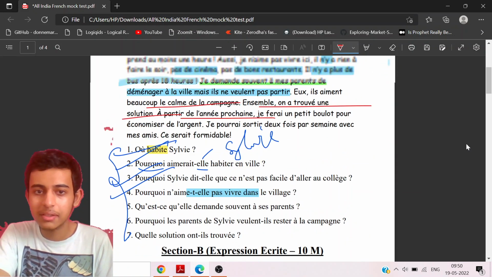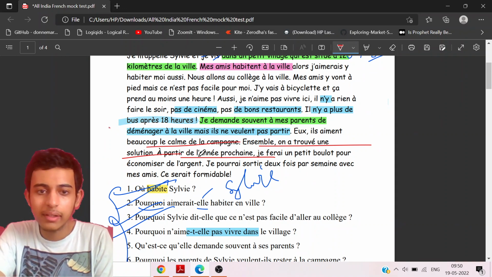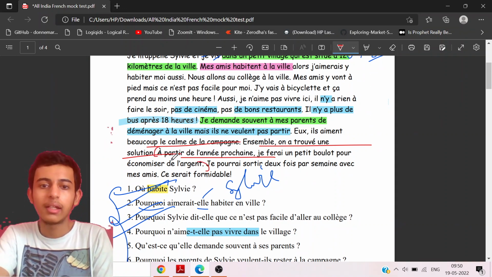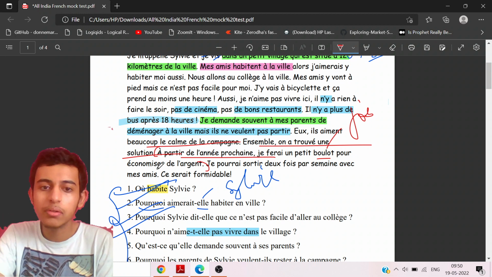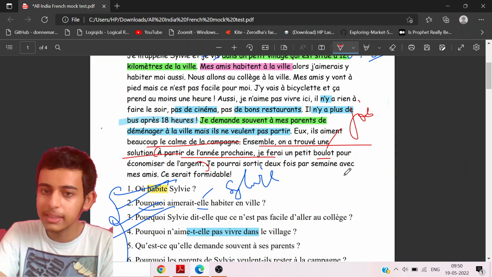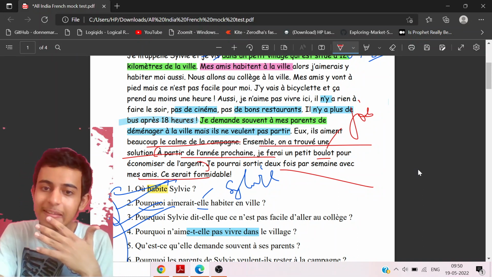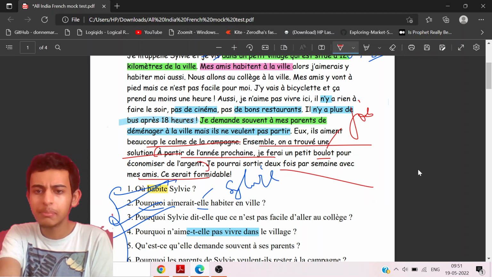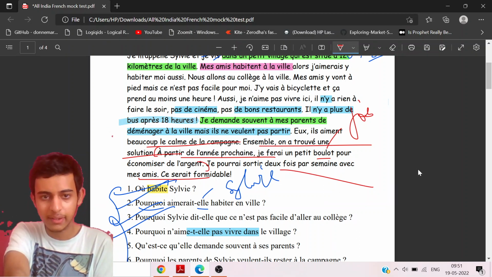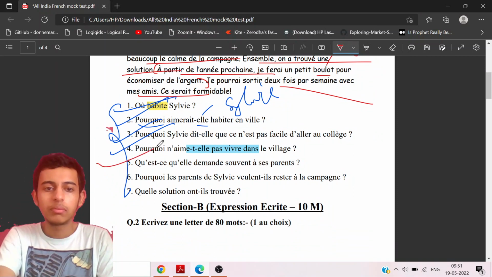Quelle solution a-t-il trouvé? Solution is given over here. On trouvé une solution from here to I think here. À partir de l'année prochaine, je ferai un petit boulot. Boulot is job. Pour économiser de l'argent, je pourrais sortir 2 fois par semaine avec mes amis. So you can read the sentence. I could go out basically 2 times per week with my friends, right? If I'm going to save my pocket money. Okay, so you can do all this.